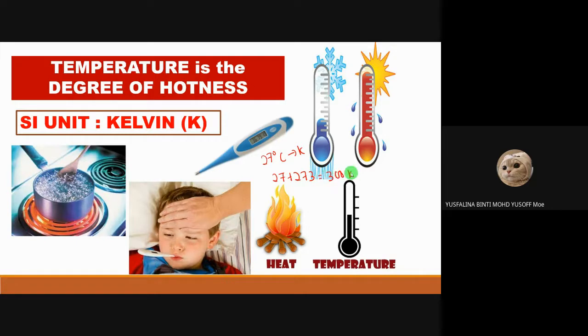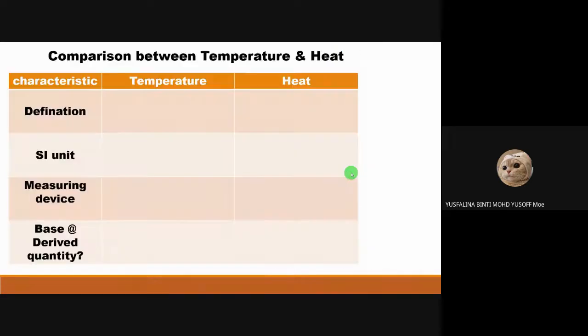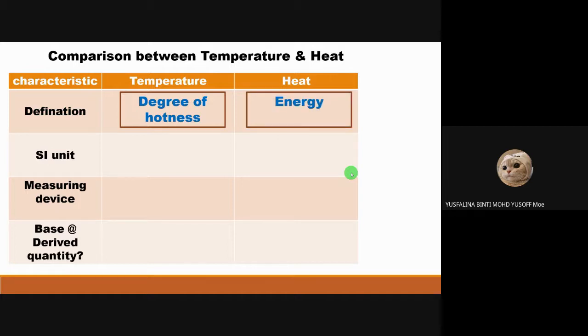That's how you change from degrees Celsius to Kelvin, because at the end of the chapter you will learn about the gas law. For the gas law, you must change the temperature from degrees Celsius to Kelvin. You just add 273. Okay, so we compare temperature and heat. Temperature is the degree of hotness, that's the definition, and heat is a form of energy.